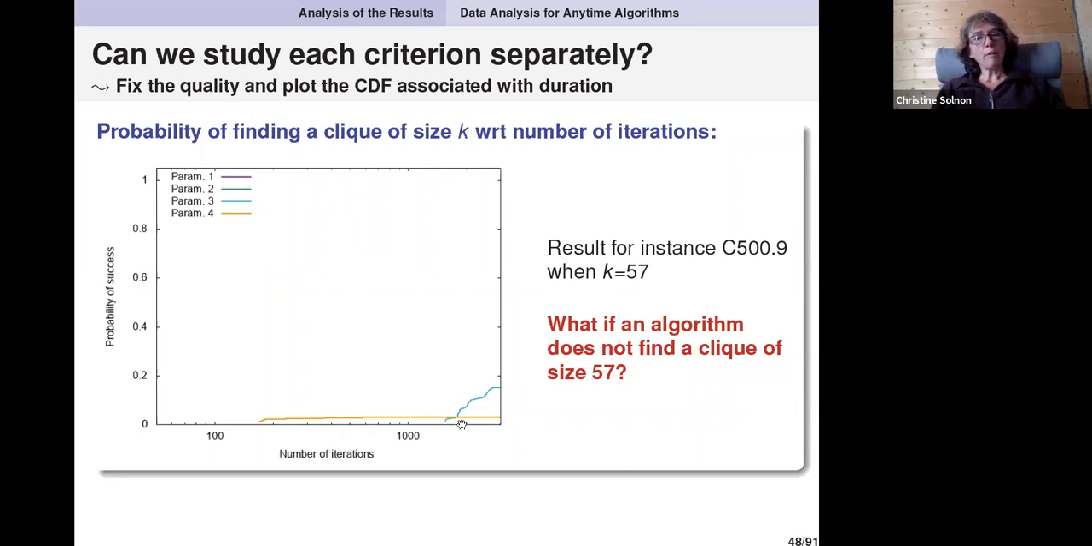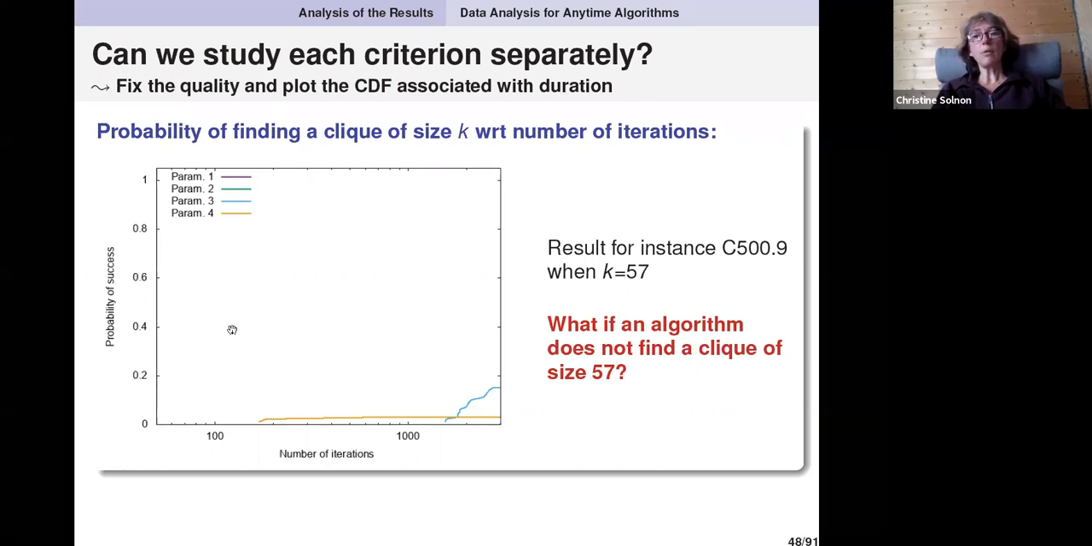And here I have a problem because only 2 parameters have been able to find a solution for at least one run among the 100 runs. And actually it's only the blue parameter that finds the optimal solution quite often, but in less than 20% of cases. And here it's very rare. And I have 2 parameters for which I never find the best solution. So it's difficult to compare my different parameters.